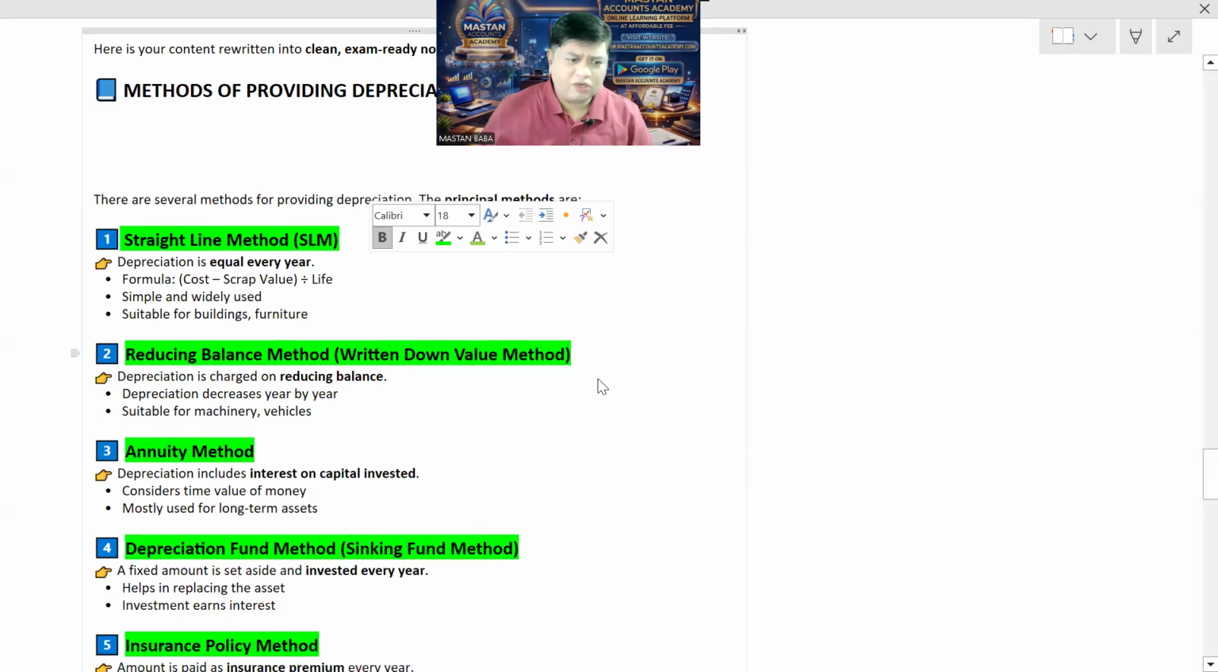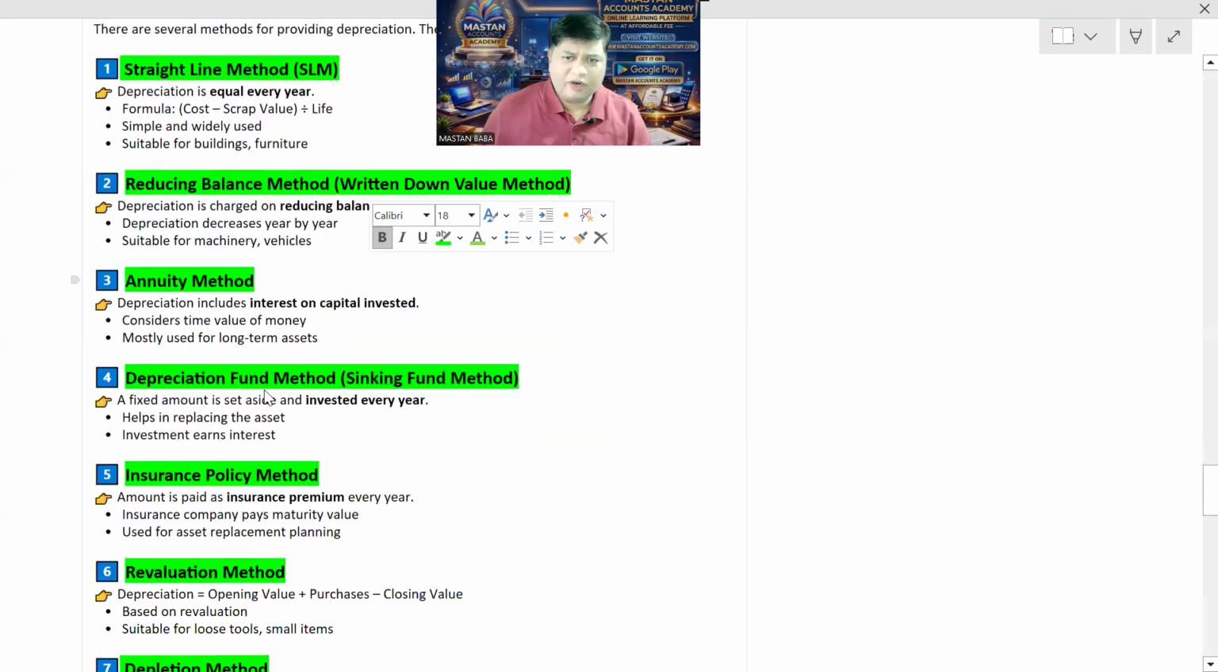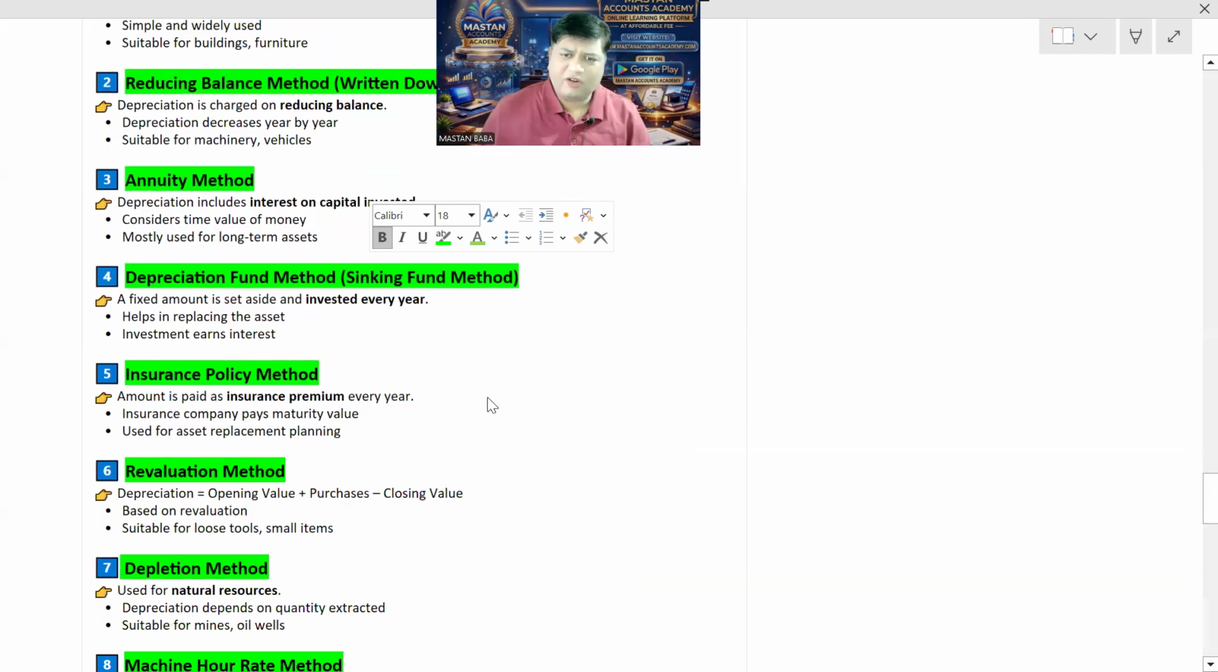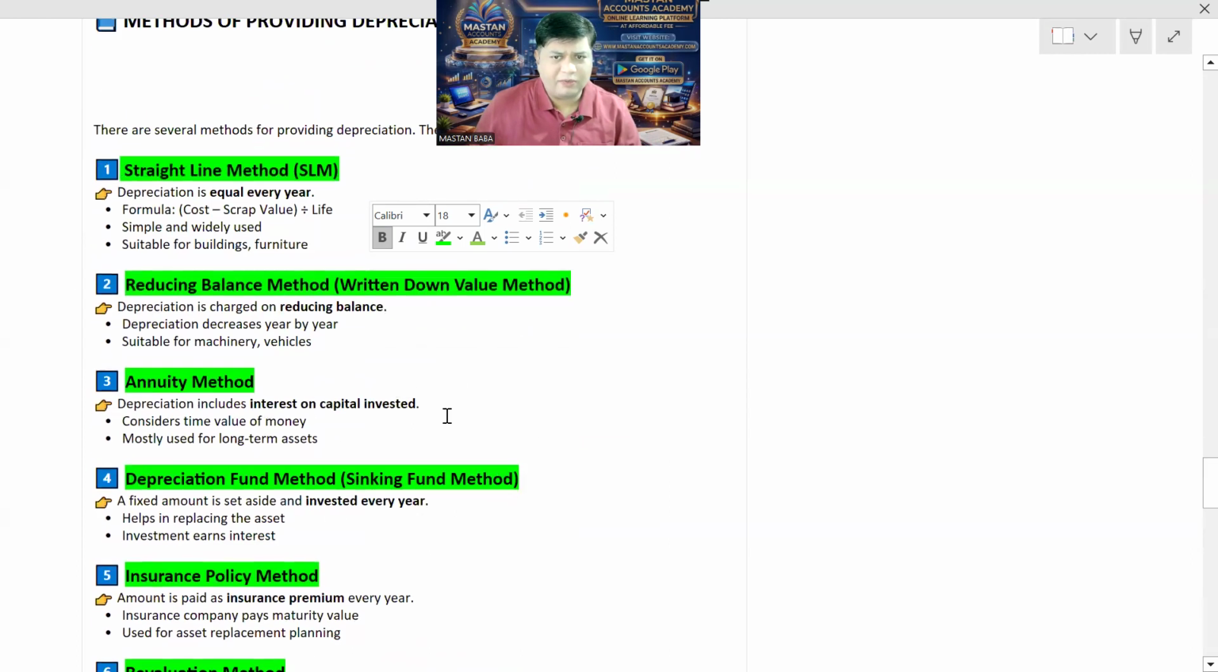When we join the degree course, we'll discuss the remaining methods like guarantee method, depreciation fund, insurance policy, revaluation method. Even for CA foundation classes also we'll discuss every 8 methods. Total 8 methods, including the sum of years digits method and management method. But in the intermediate course there is a limit: straight line method and reducing balance method.